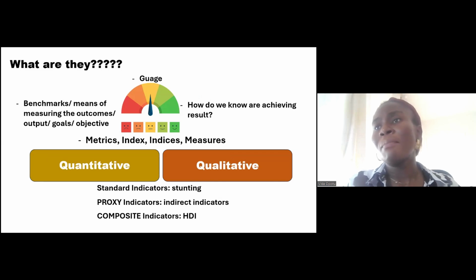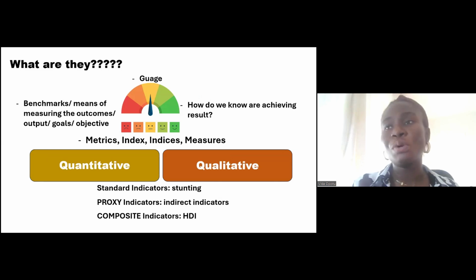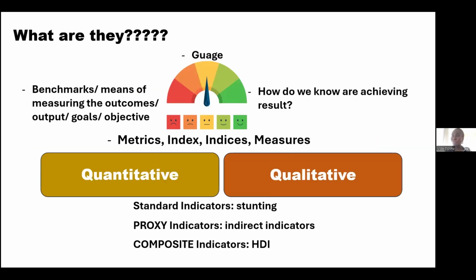So we are talking about the number of schools built within a particular period. So if your intervention is about improving access to education through infrastructure, then you should be interested in the number of schools that have been built within a particular period. Qualitative, you may be interested in satisfaction measures, where people express the extent to which they were satisfied with a particular program or a particular service.